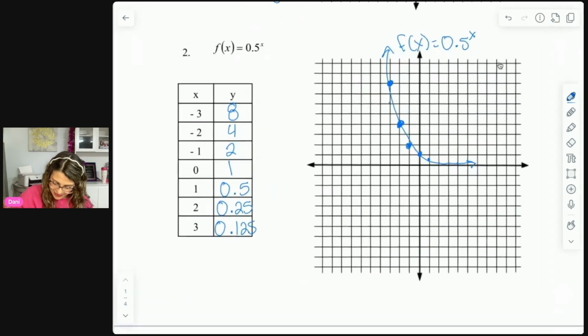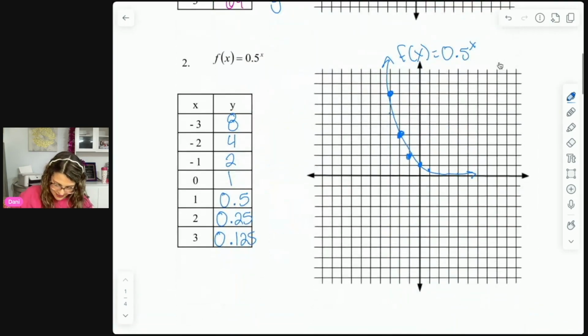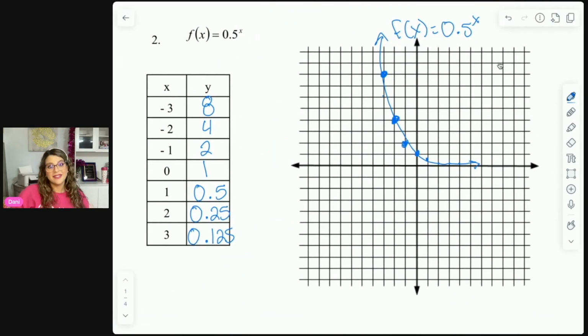Ooh, did I label that other one correctly? Oh, I did. Good. Okay. All right, so let's look at this. As x increases, y is decreasing. So since that graph is going down, this is an exponential decay example.